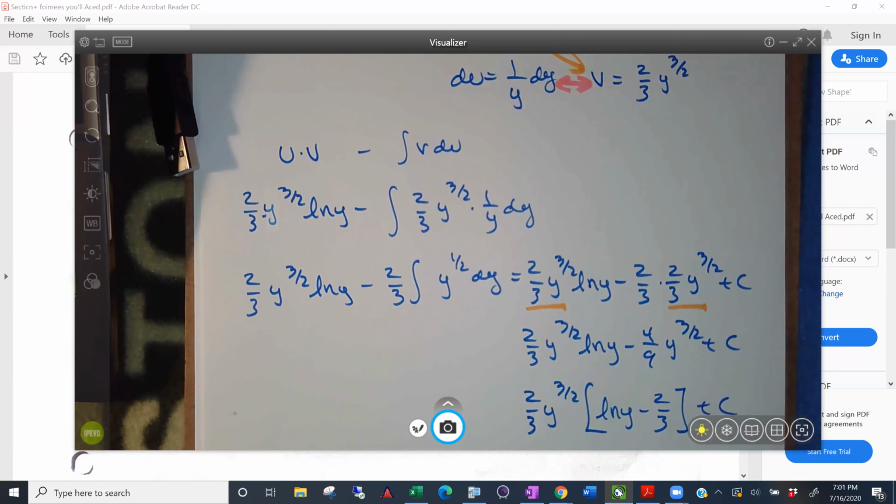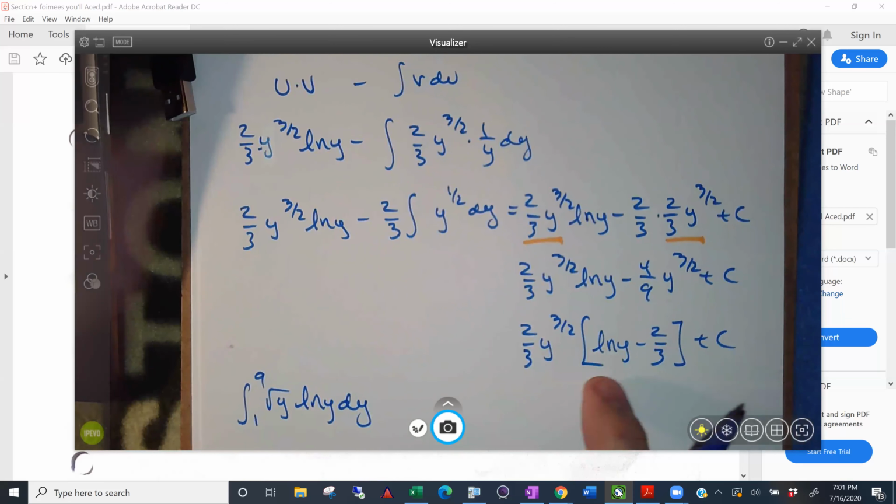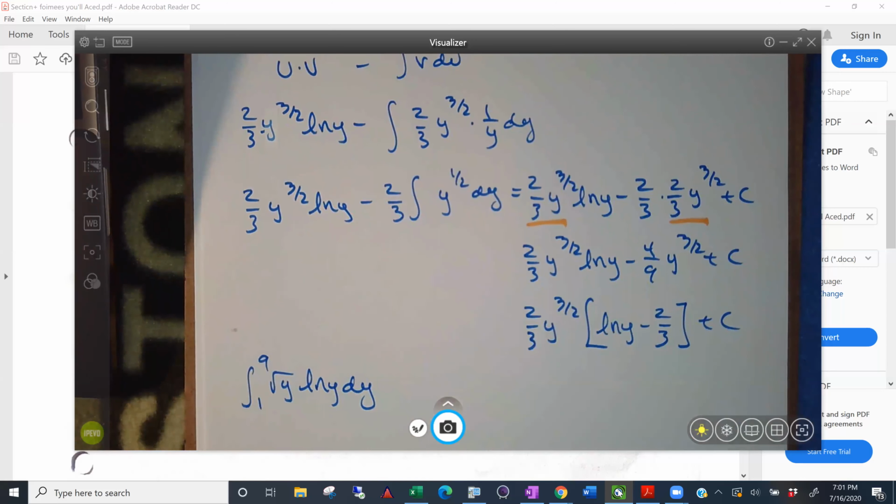I guess I overlooked the fact that this was a definite integral. So if it's a definite integral, let's go back here. So the integral from 1 to 9 of the square root of y ln of y dy turned into this. Now I don't need the constant if I'm working with a definite integral. So this is just going to be 2/3 y to the 3/2 times the ln of y minus 2/3 evaluated between 1 and 9.